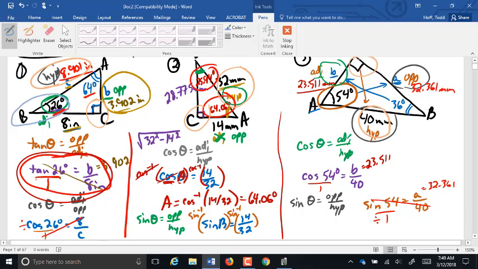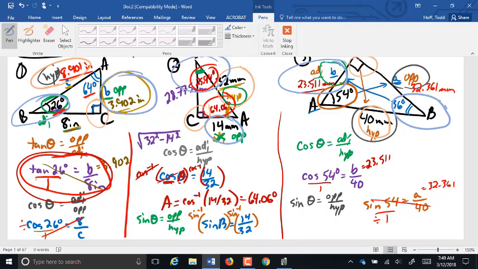Next, I want to make sure the smallest side is always opposite the smallest angle. Here's the smallest angle. Is that the smallest side? Yep. Here's the smallest angle. Its opposite side is the 14. Is that the smallest side? Here's my smallest angle. Opposite side is the 23.511. Is that the smallest side? Okay. That doesn't guarantee we're right. It just keeps us from making any really silly mistakes. Any questions?